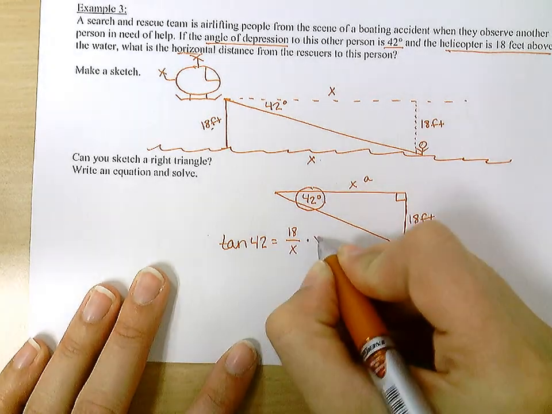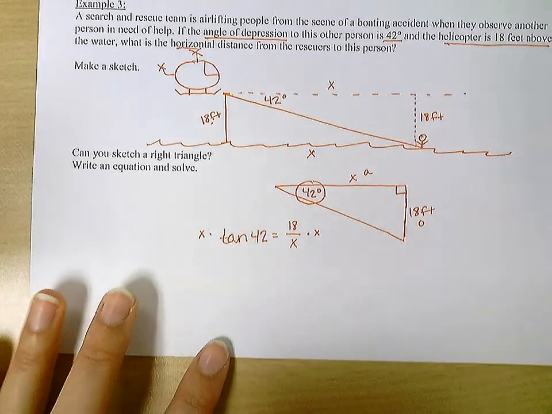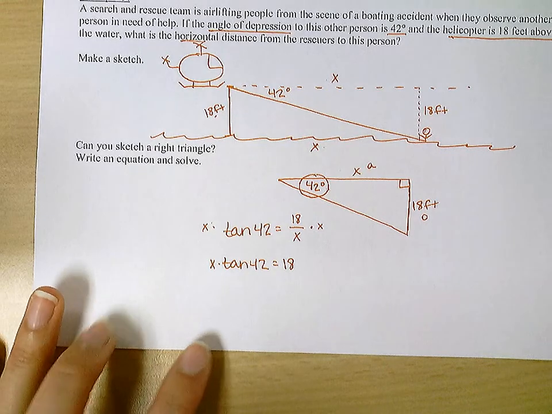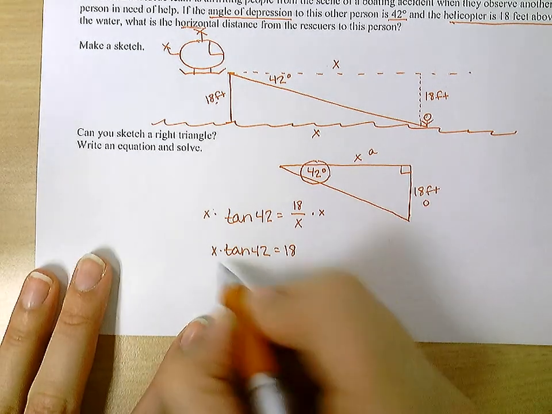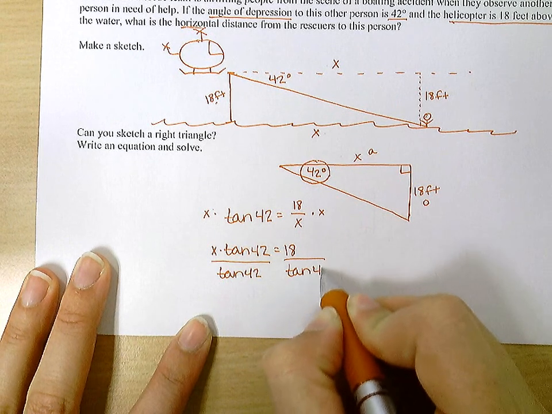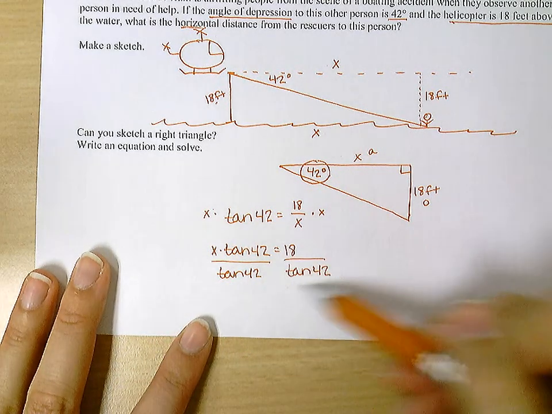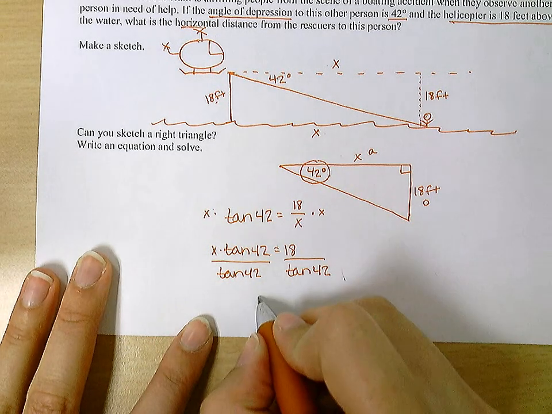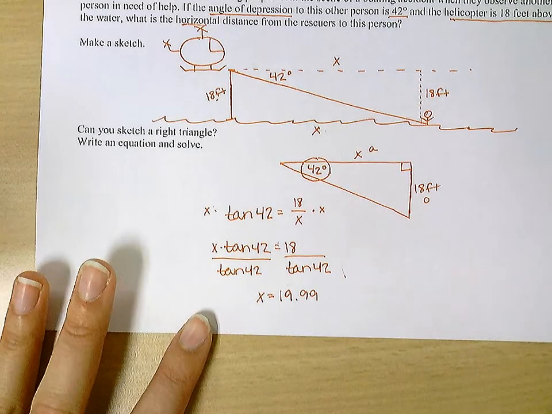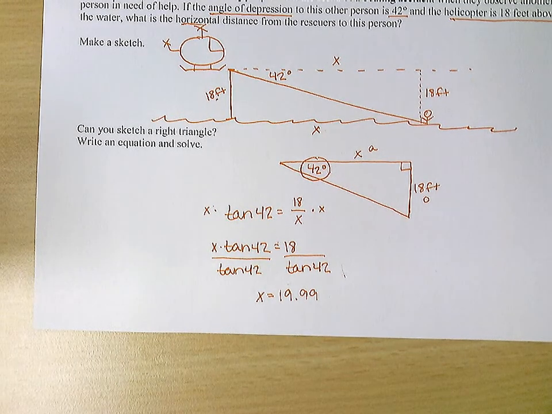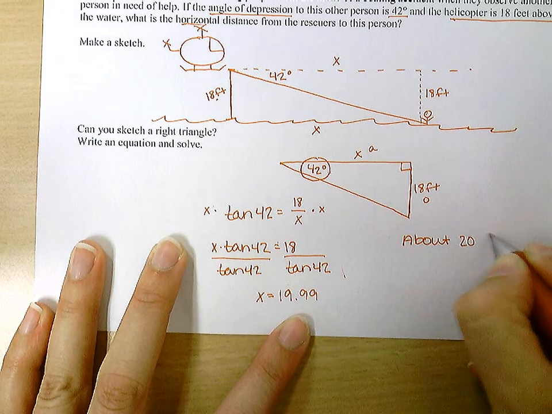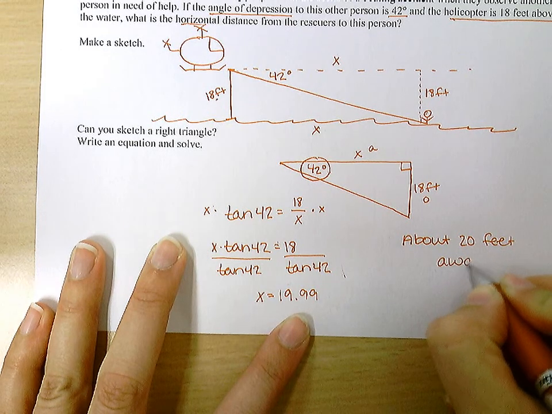From here, multiply by your denominator. So we have x times the tangent of 42 is equal to 18. And then we want x by itself, so divide by tangent of 42. And again, you can just plug that into your calculator right there. So 19.99 is what I got. So I can say that swimmer is about 20 feet away.